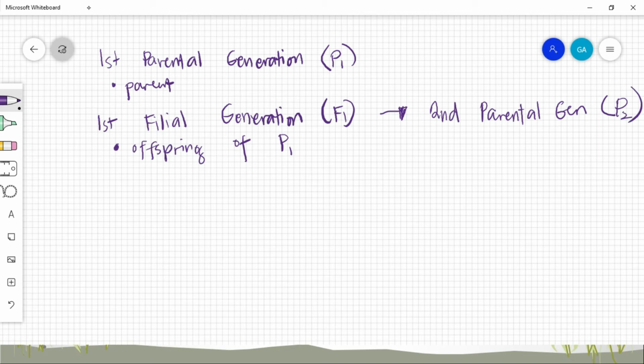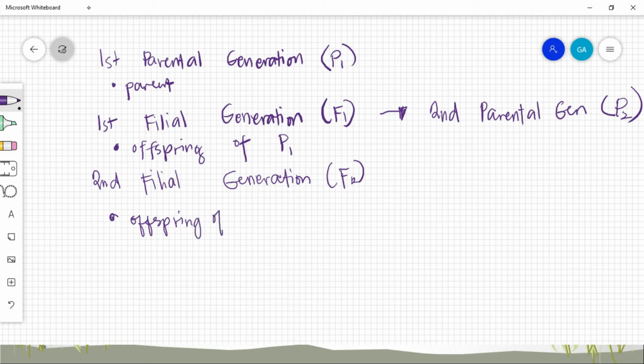Kasi, on the second note, meron tayong tinatawag na second filial generation. So, syempre, naging parent na si filial, second parental na siya. Generation. This is F2. So, second filial generation is the offspring of F1. So, ito siya. Ito sa parent. I hope you understand that.